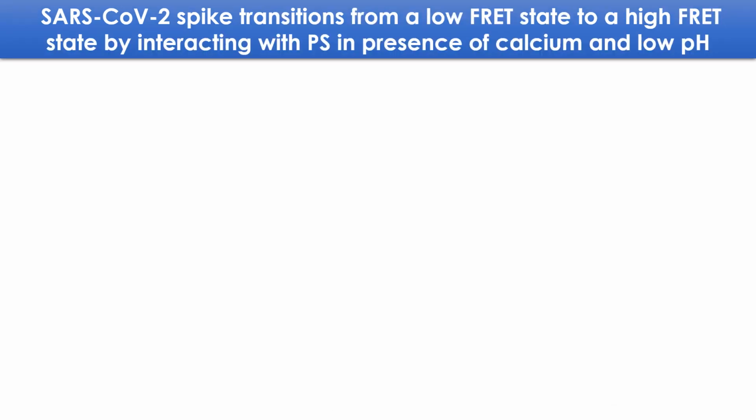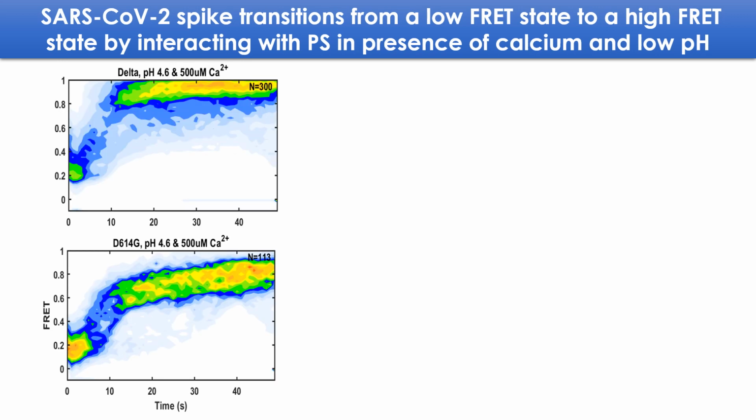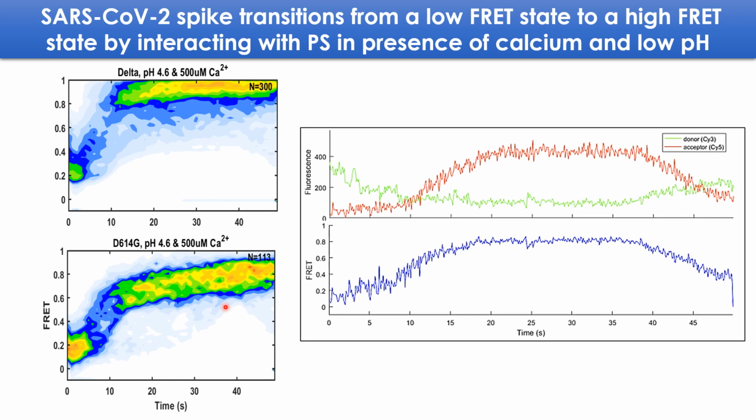So when I performed the SM-FRET imaging in a non-equilibrium state in the presence of calcium and low pH, interestingly I observed that the SARS-CoV-2 spike transitions from a low FRET state to a high FRET state by interacting with PS. Now, as can be witnessed from the data here, for the delta spike as well as the D614G spike, I observed a direct change in FRET state from 0.2, a low FRET state, to 0.9, a high FRET state, with many intermediate FRET states in between. So this change in FRET state is a result of interaction of the spike with phosphatidylserine.